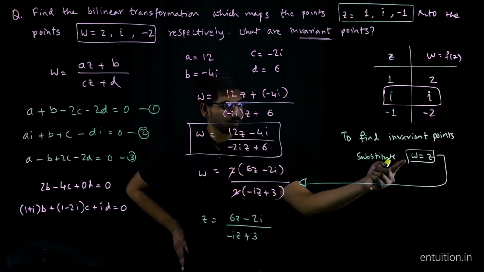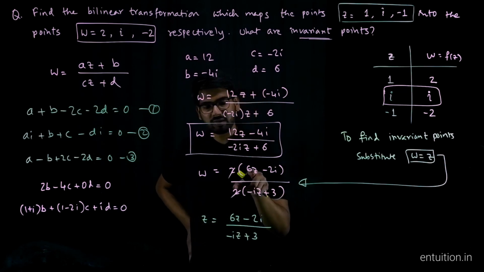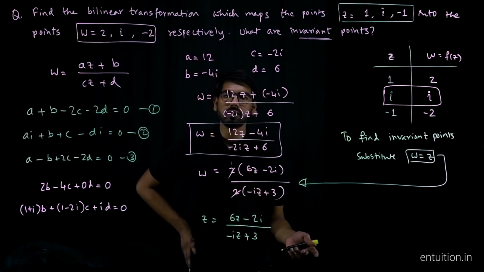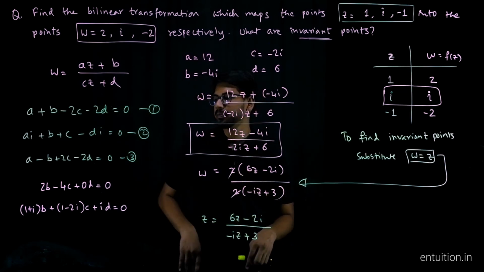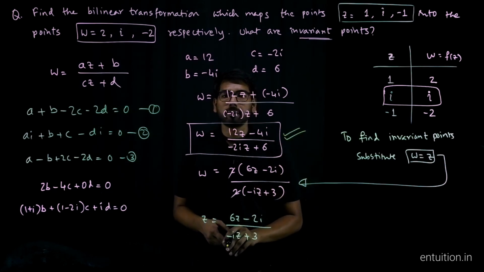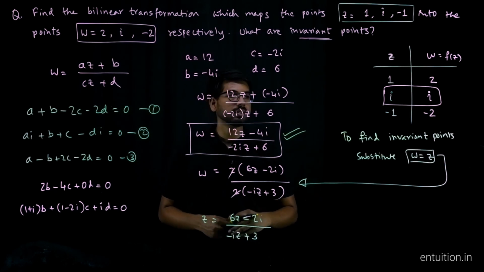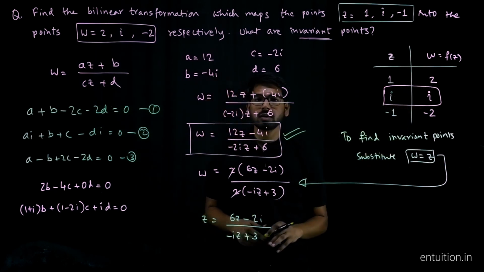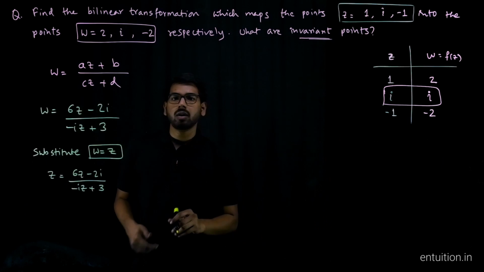invariant points. You can also substitute z is equal to w. You can substitute w here and find the w value. Doesn't matter, you will get the same answer. Okay. So let us find the invariant points. But this is the required bilinear transform, or required complex function, that transforms these 3 points to these 3 points.